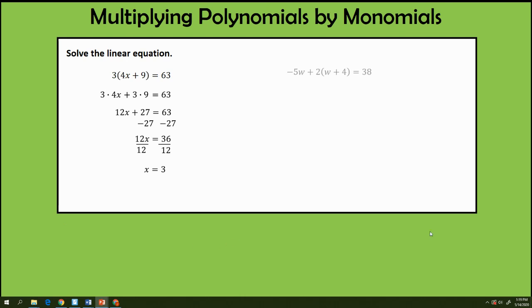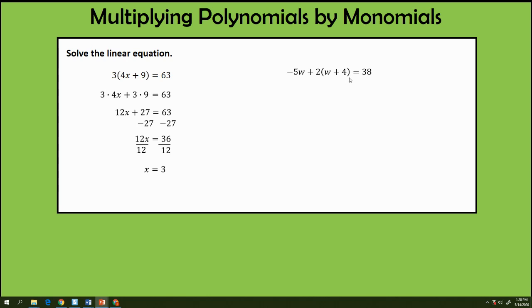Okay, let's look at another one. This one's a little bit more complicated because we have two variable terms, and this variable term is in a grouping symbol. So the first step in our process is to simplify the left and the right side of the equation. We got some work to do on the left side.